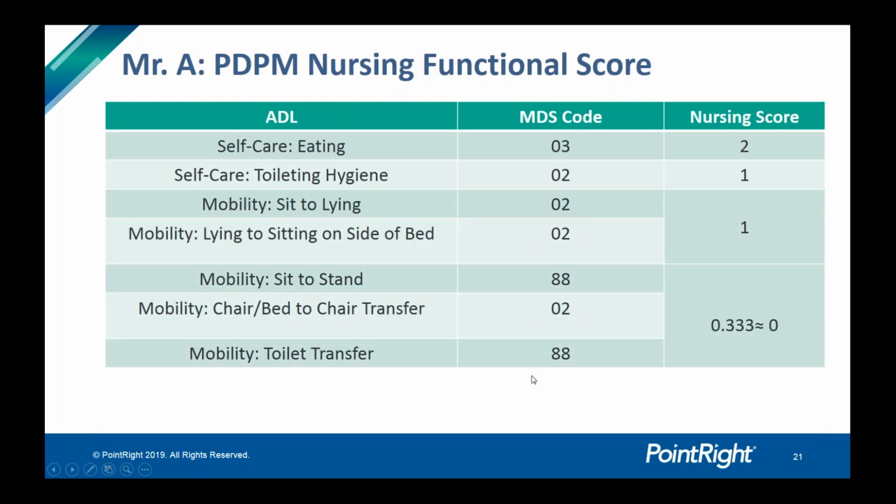Now for nursing, same story. It's all the same items, except we're missing a couple. There's no oral hygiene and there's no walking items. So remember, we are averaging out these 3 transfer items, and that is coming out to a 0 because we have to round down if it's less than 0.5. So that gives me a score of 4 for the nursing category.